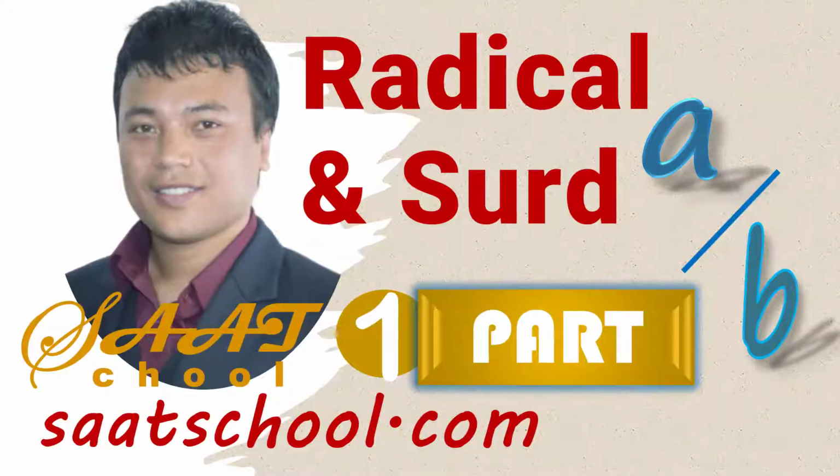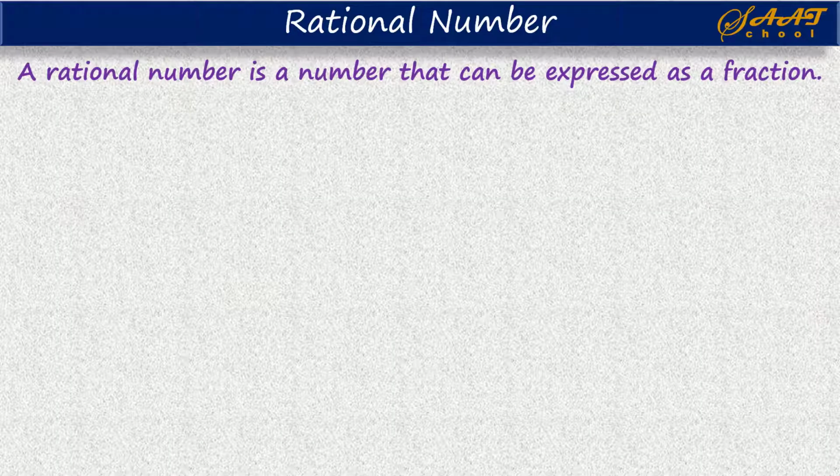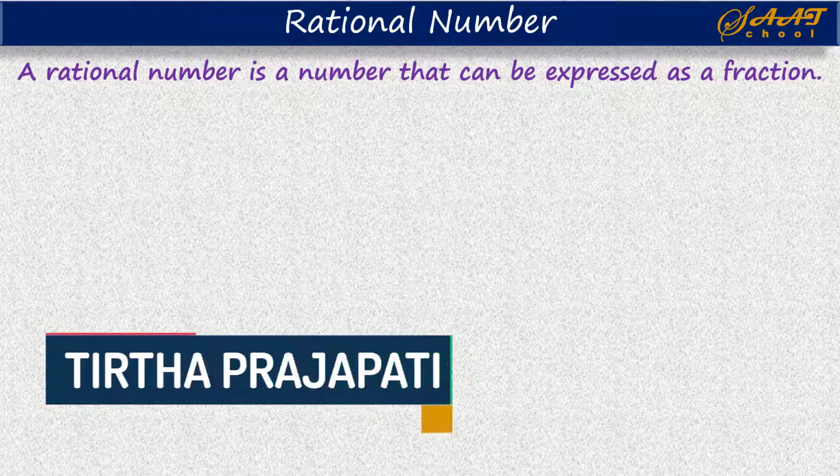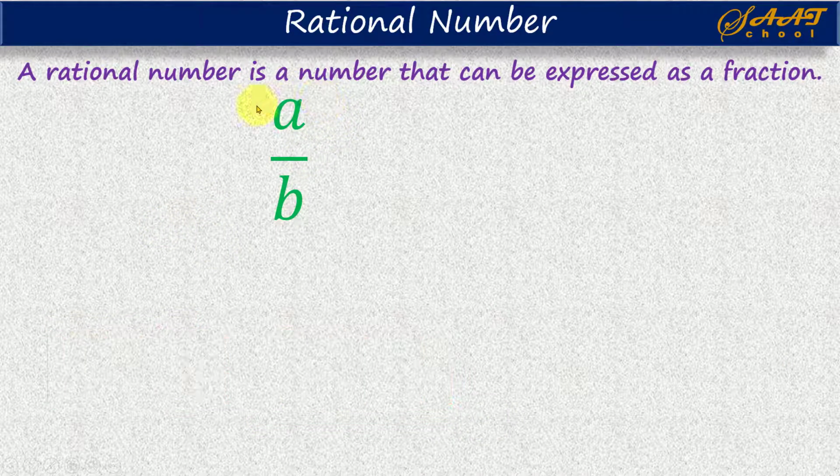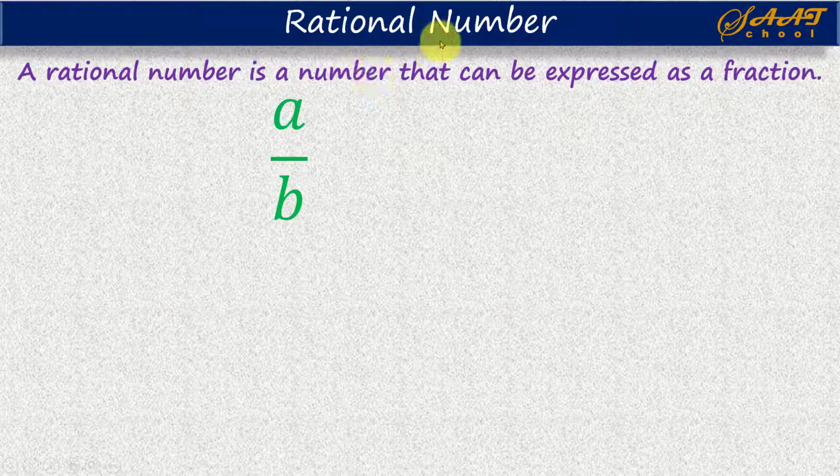Now let's get started. So we start from rational number. A rational number is a number that can be expressed as a fraction. For example, here we have a number which is a fraction. So any number which can be expressed in this form is a rational number.